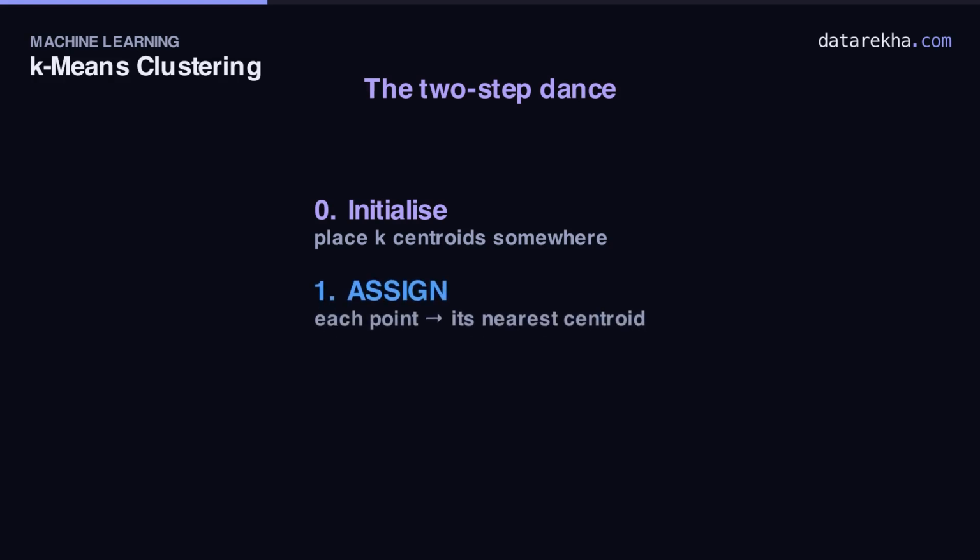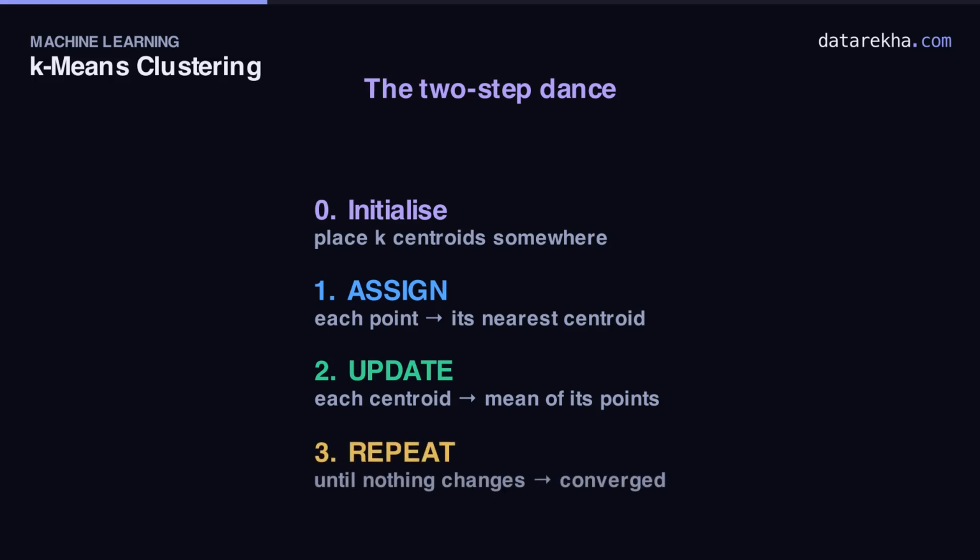Move 1. The assign step. Hand every point to whichever centroid is closest. This paints the plane into k-colored territories. Move 2. The update step. Each centroid now owns a set of points, so slide it to their mean, the true center of its own cluster, and move 3. Repeat 1 and 2 over and over. When a full pass changes nothing, no point switches, no centroid moves, you've converged, and you stop.